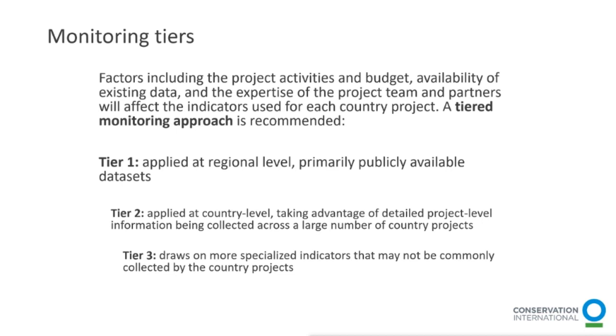Tier 2 data is something that can be applied at a country level, taking advantage of detailed project level information that's being collected across a large number of projects within a country. And then tier 3 is more specialized indicators that may not be commonly collected by an individual project within a country. So typically this is, again, as I said before, the type of information you might collect.